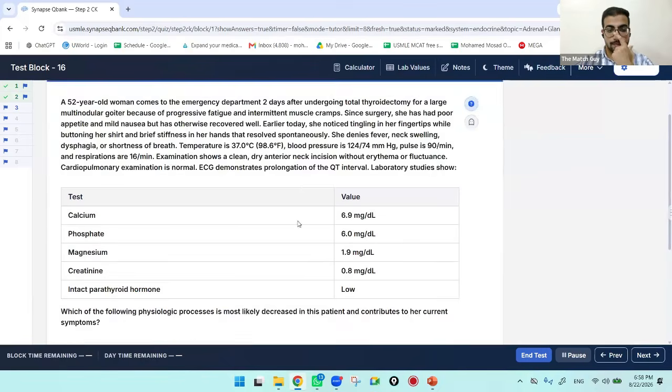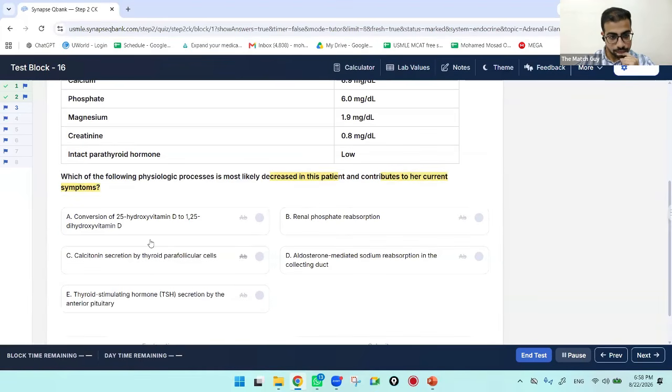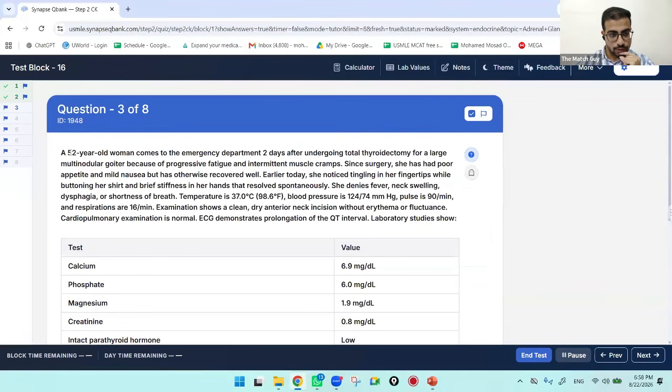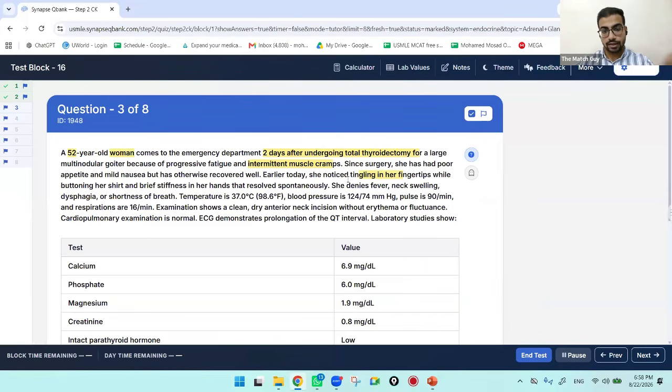Let's jump to this question. Which of the following physiologic processes is most likely to be decreased in this patient and contributes to her current symptoms? It seems like, again, maybe hormonal, maybe renal. Let's jump to the question. A 52-year-old woman in the emergency department 2 days after undergoing total thyroidectomy. Intermittent muscle cramps since surgery, poor appetite earlier today, tingling in her fingertips. Again, this is a concept that I didn't include in the previous slides because I wanted you to get exposed to it freshly on this question.